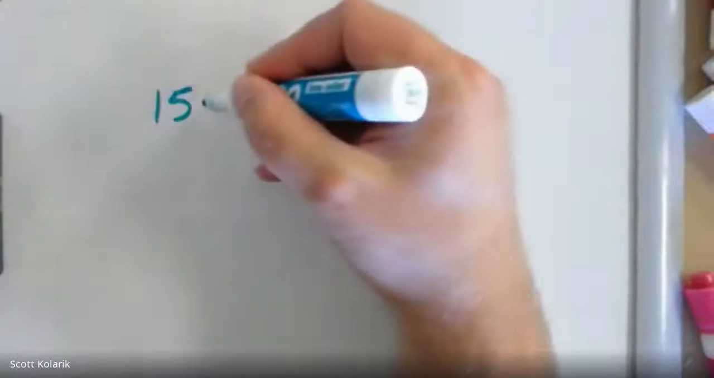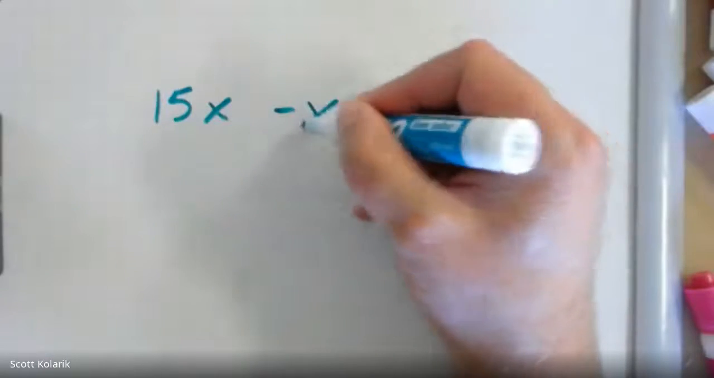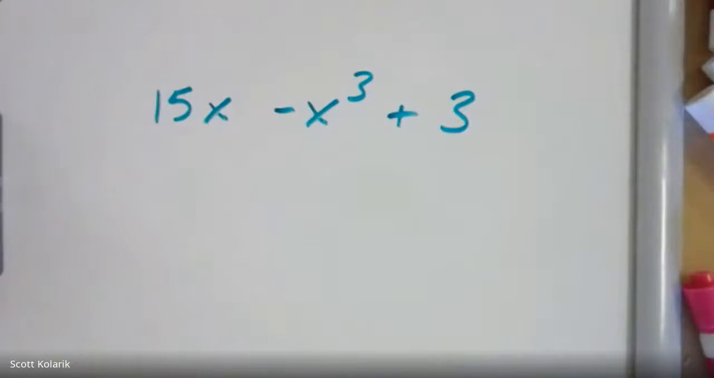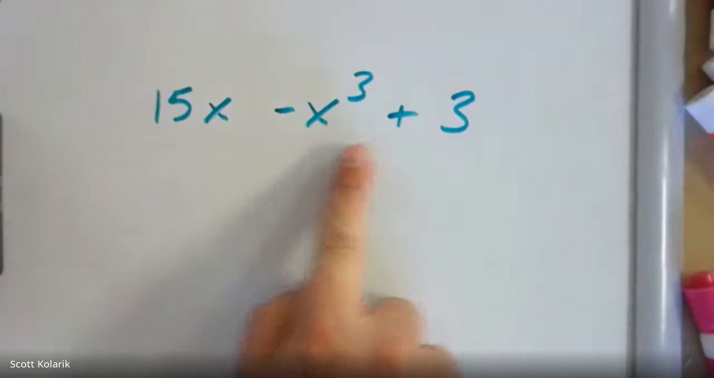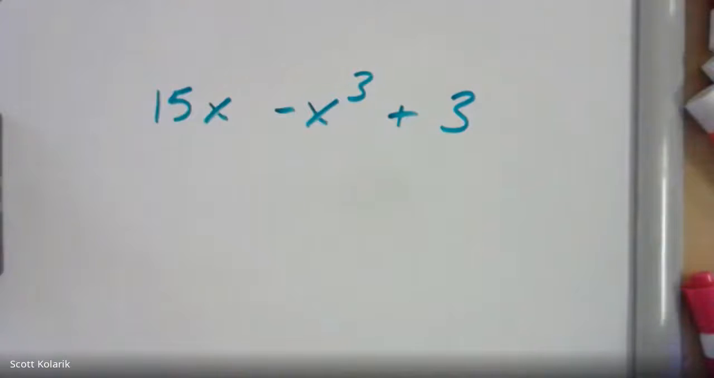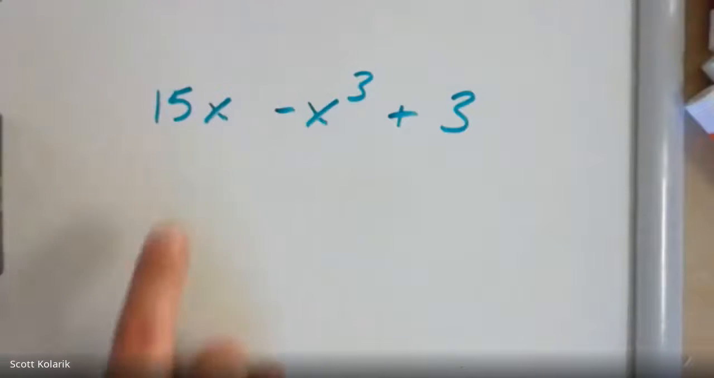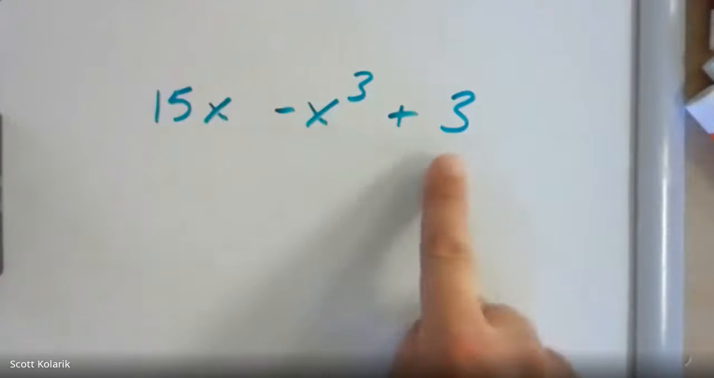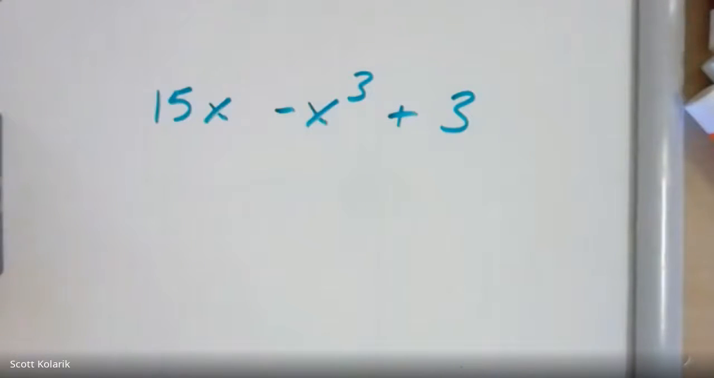All right, so in our problem we had 15x minus x cubed plus 3. This is a trinomial, 3 separate monomials in this polynomial. And I'm going to demonstrate something that's very important to understand about polynomials. Okay, this 15x is a monomial. Negative x cubed is a monomial. Positive 3 is a monomial. It can be helpful to do this. You don't have to do this on every problem, but this is helpful for an illustration, so I recommend you put this in your notes.